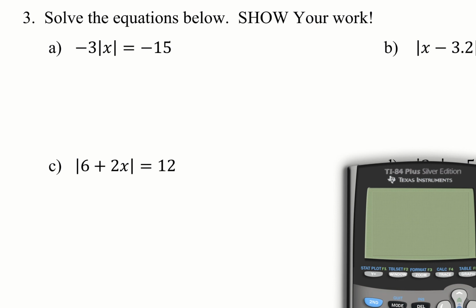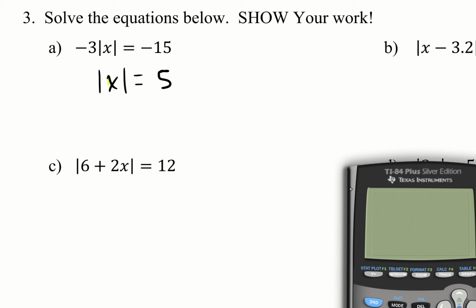To deal with the absolute value, the thing we need to do is isolate it first. So if I want to isolate this absolute value of x, I'm going to divide both sides by negative 3. So the absolute value of x is equal to negative 15 divided by negative 3. You can see both sides are being divided by negative 3. Well, negative 15 divided by negative 3 is just positive 5. So the absolute value of x is 5.